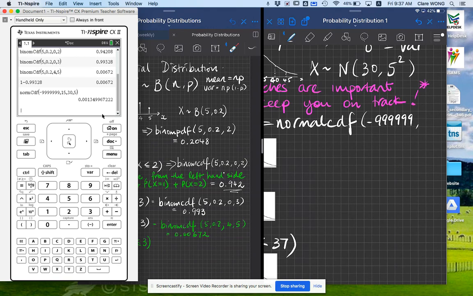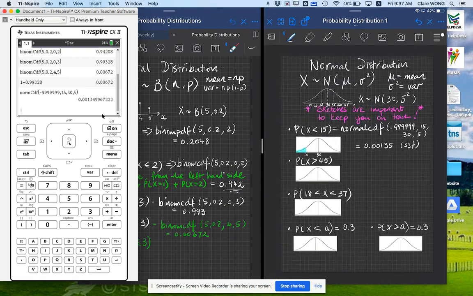And this is 15, 35. Then we get 0.0135, to 3SF.